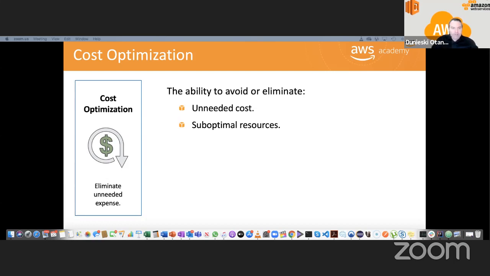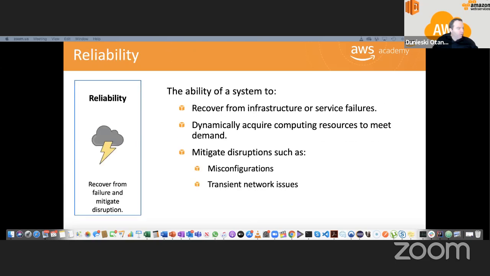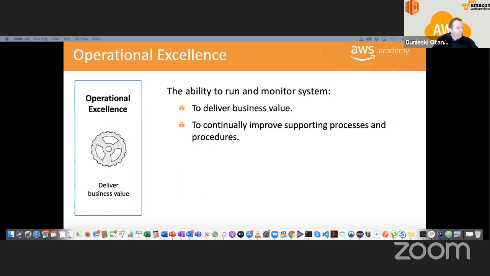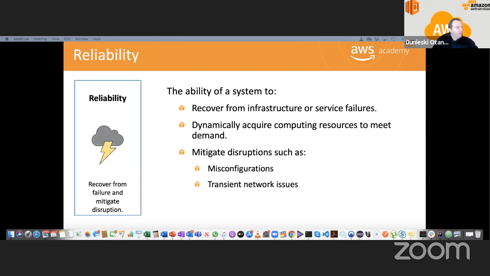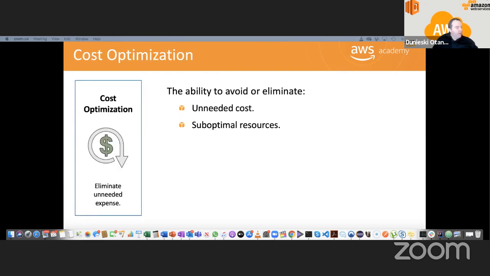But when you have all these five pillars that we spoke about, what are they? Operational excellence, security, reliability, performance efficiency, and cost optimization. When you have that in place, then you can say that your infrastructure is well architected, okay? And every one has a bunch of services associated with it.